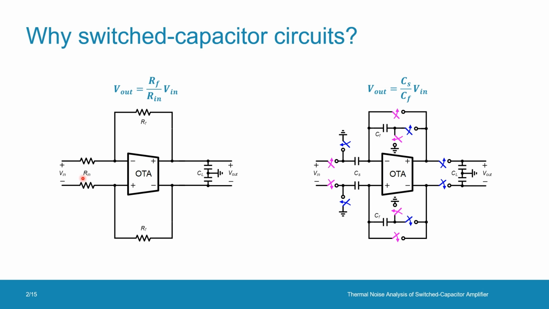Nevertheless, a small Rin may create a heavy loading to the stage in front, which could be another amplifier or a signal source with high output impedance. Additionally, for a fixed closed-loop gain, a small Rin leads to a small RF, which degrades the OTA open-loop gain, and as a result, the overall accuracy of the closed-loop gain.